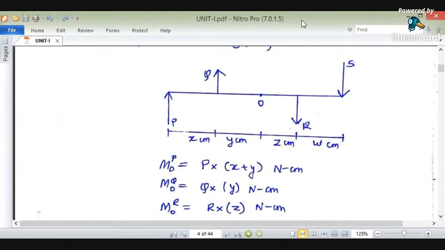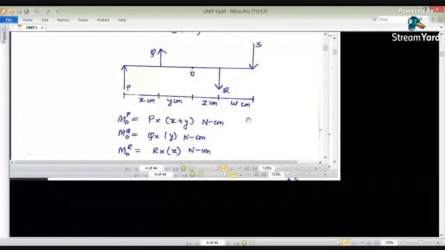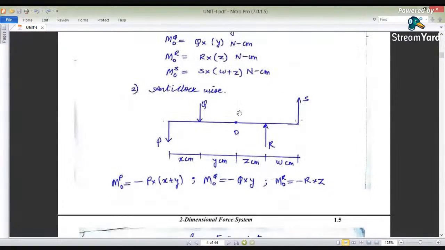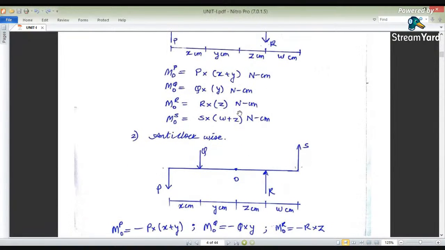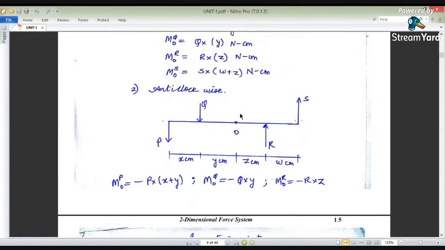So in this way, here we have taken the moments, again for anti-clockwise directions. Now, again, the moment in anti-clockwise directions we have taken. Now, again, we have to take this force P about O. Again, it is in anti-clockwise direction.